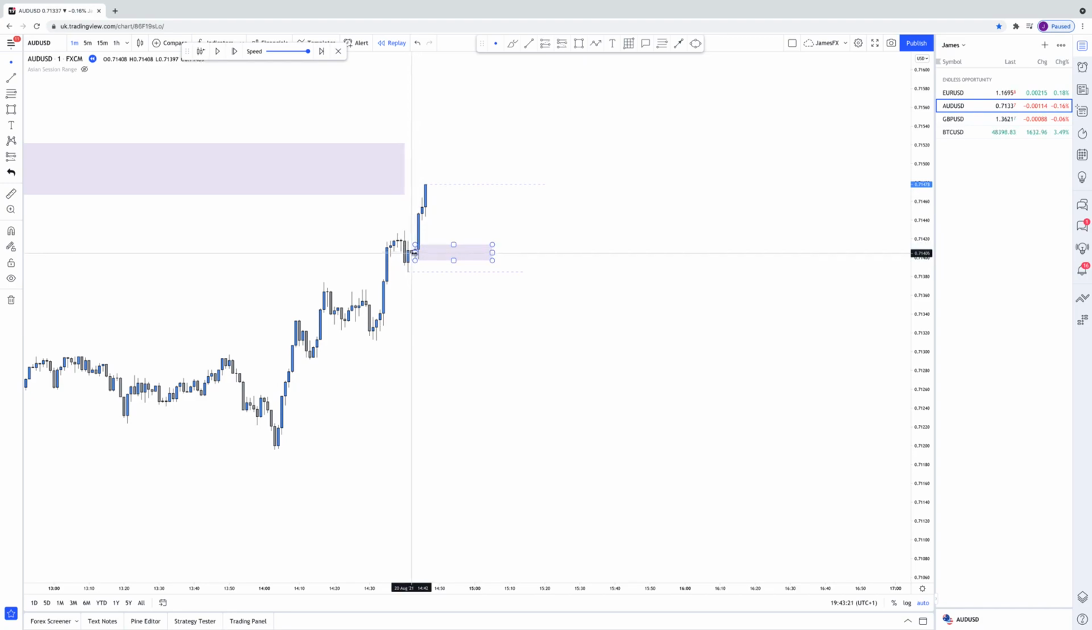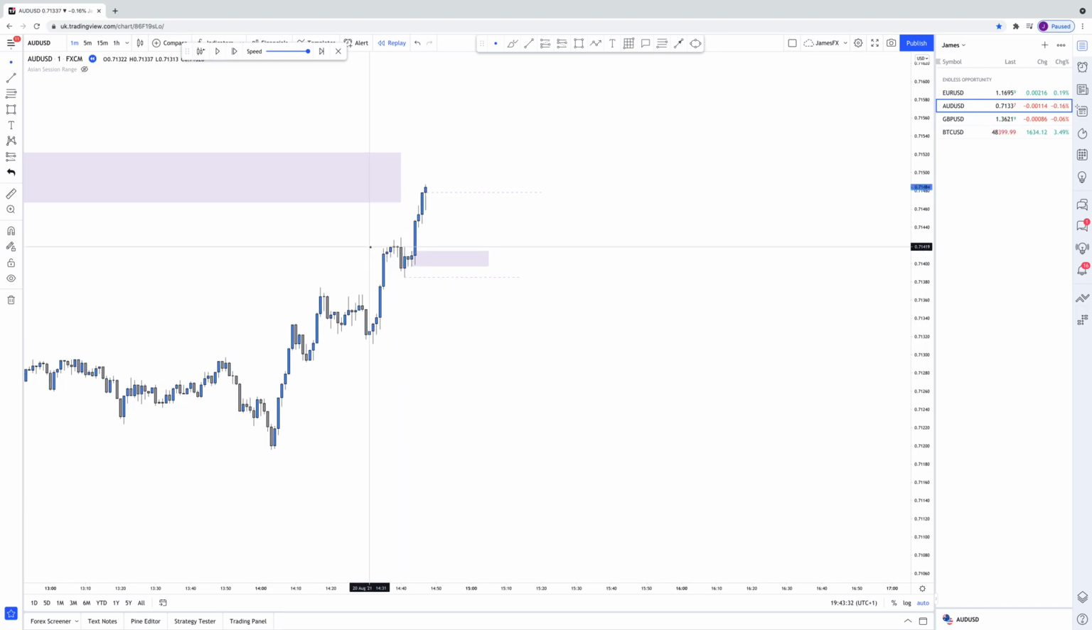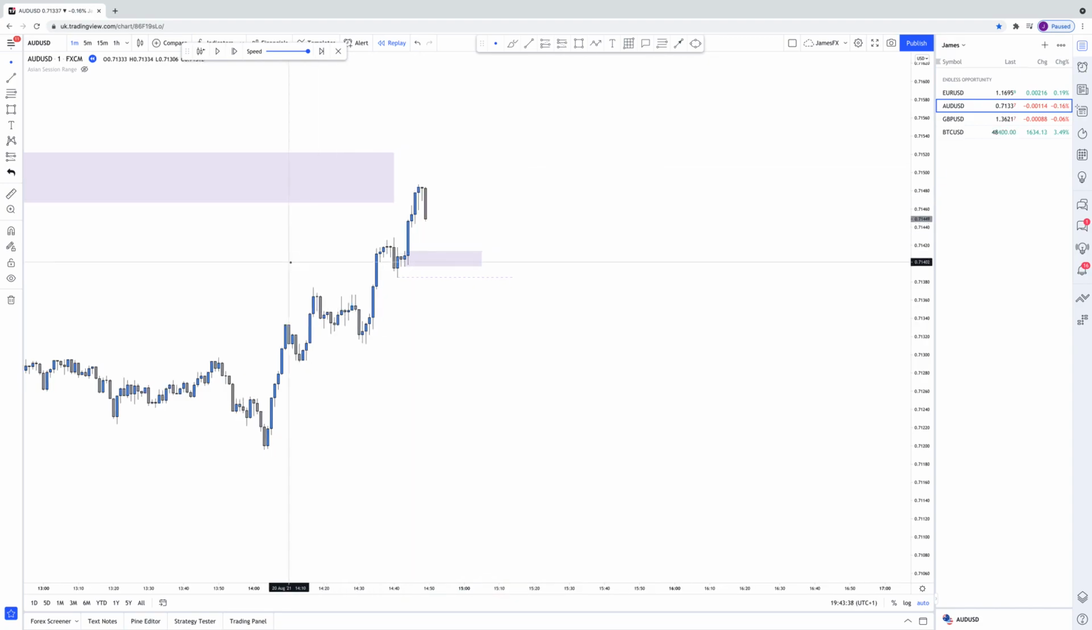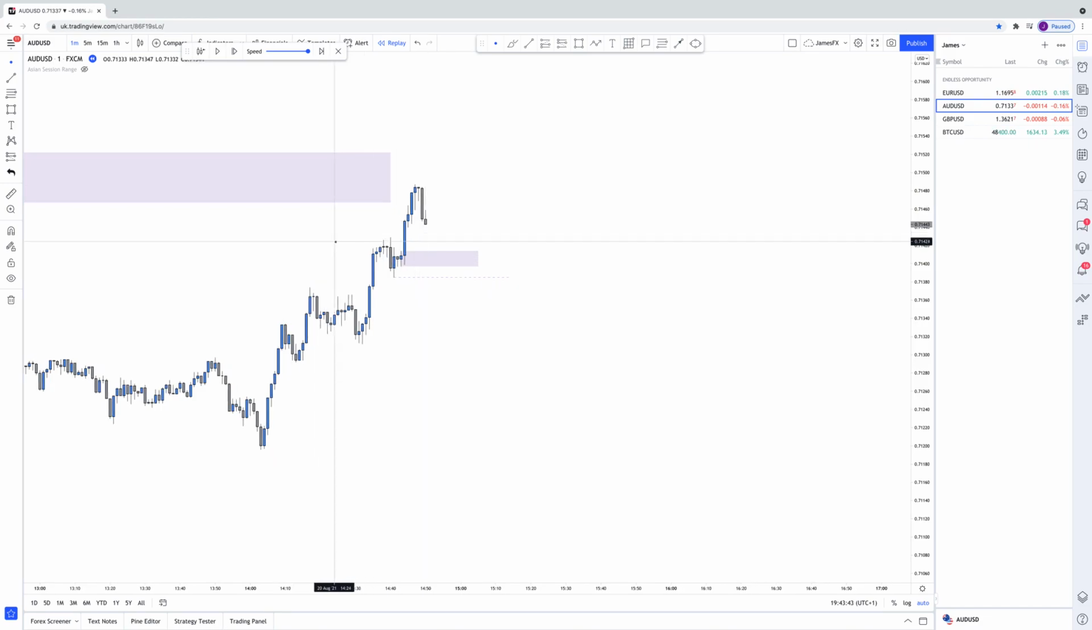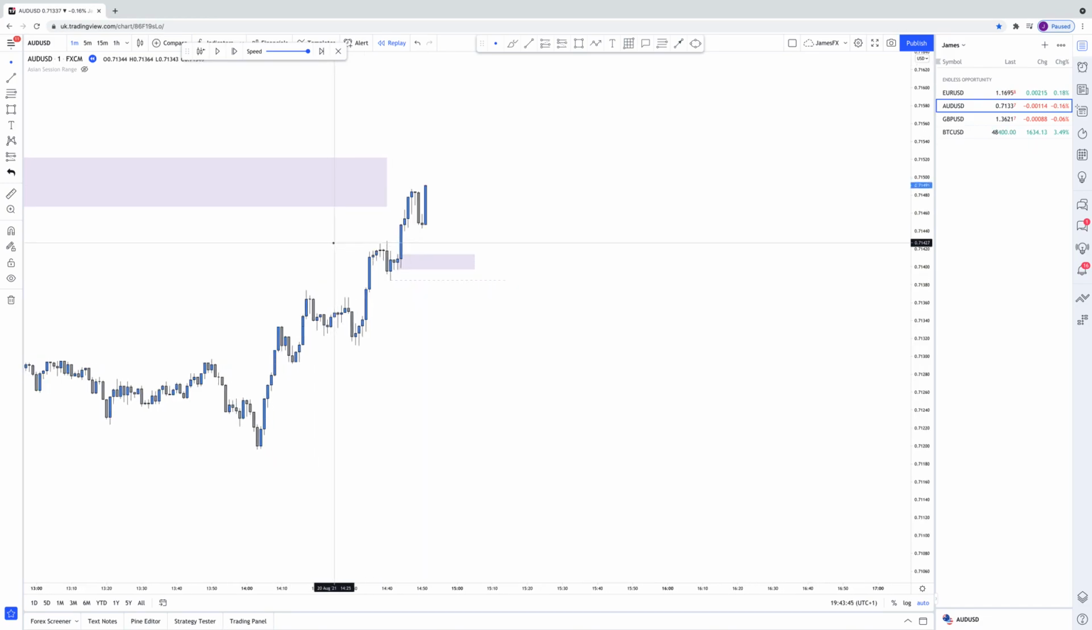You know, this is our consolidation demand, and really we want to be looking to see if this can be mitigated or violated. Okay, so we've tapped in to the 15-minute OB. Now we've pushed down, so at this point here we are still bullish, and what we can now see is we've actually taken out that high.